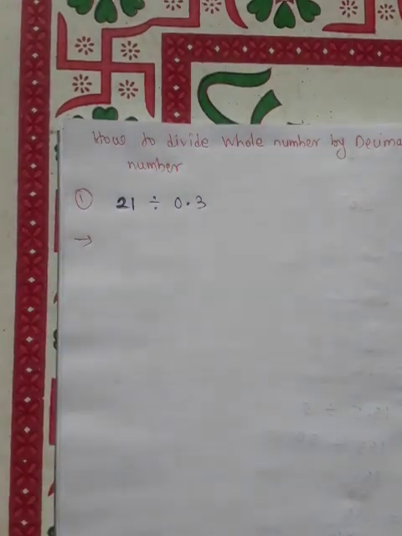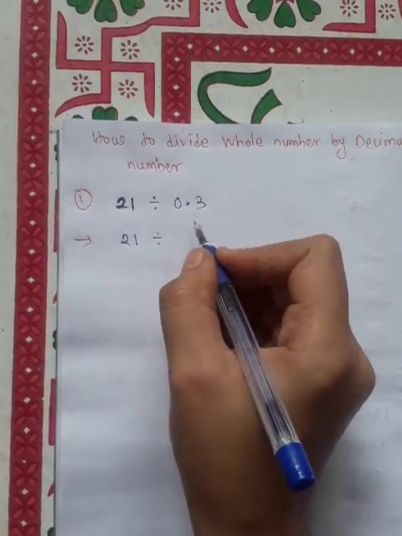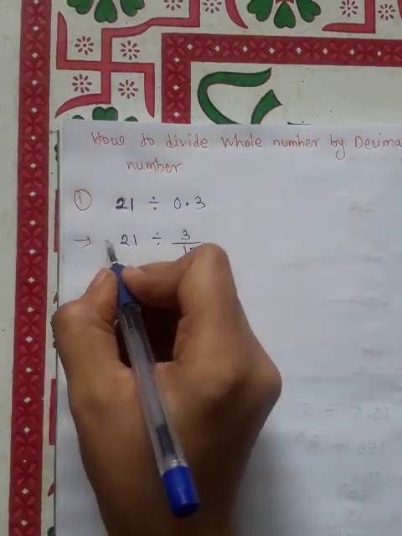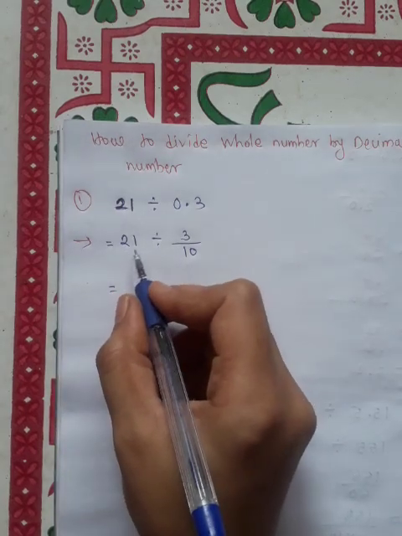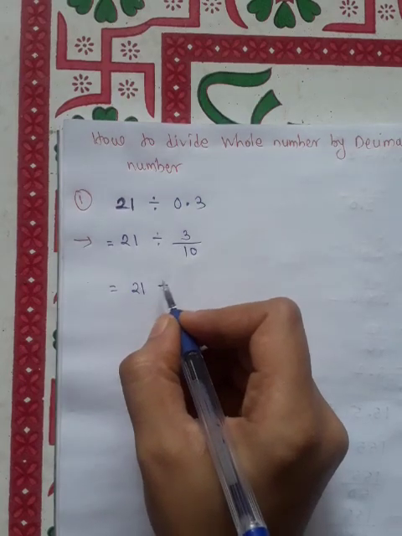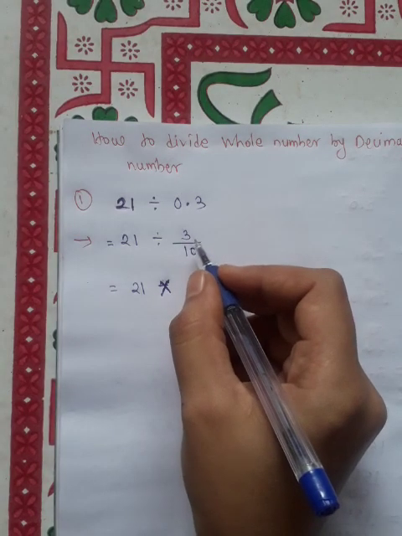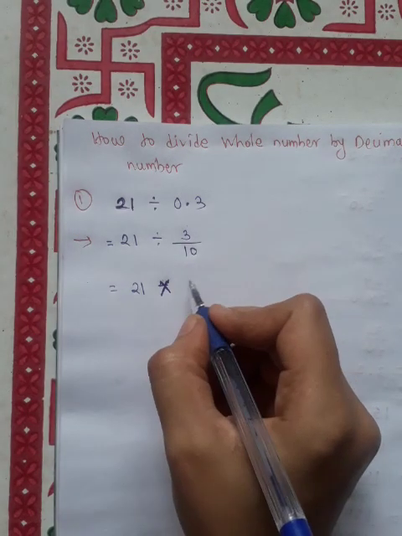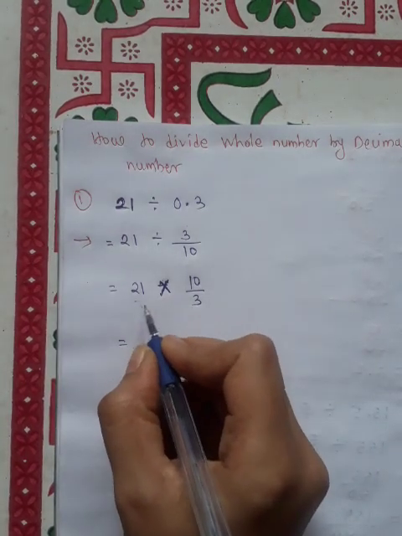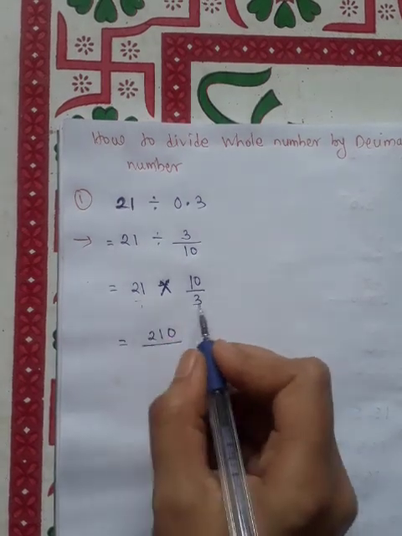So as I explained, first convert the decimal number into a fraction. So 0.3 can be written as 3 by 10. Now we know how to divide a whole number by a fraction. So write the whole number as it is, replace the division sign by multiplication, and write the reciprocal of the other number. The reciprocal of 3 by 10 is 10 by 3. Here the denominator is 1. So 21 into 10 is 210, and 3 into 1 is 3.